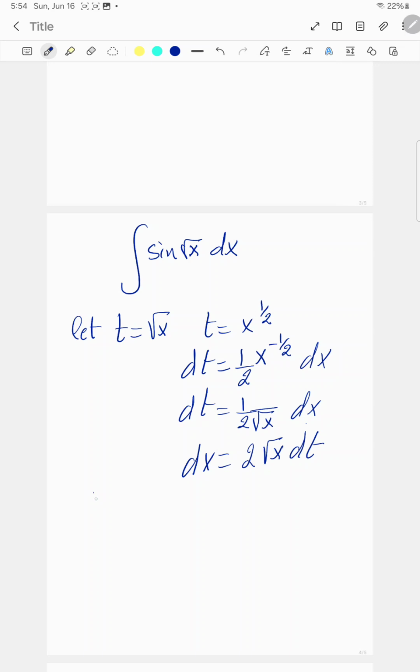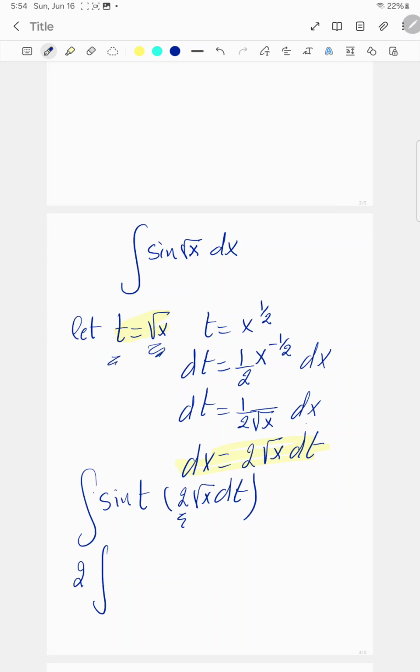So now my integral becomes sine of t, because we said t is equal to square root of x, and instead of dx I can write times 2 square root of x dt, I mean. Yeah? Now 2 is a constant. I can take it outside my integral. So 2 integral of, but I know that square root of x is equal to t. So I can write t sine of t dt.